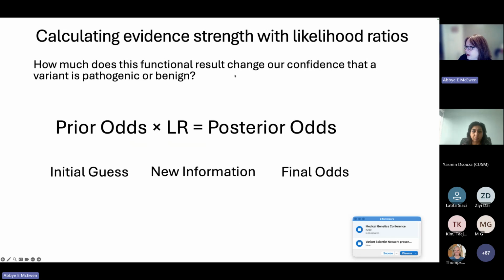Everyone here at some point has probably been exposed to the concept of a likelihood ratio and odds. In this framework of classifying a variant, the prior odds are our initial guess that a variant is pathogenic. Once we have functional evidence in hand that has been converted to a likelihood ratio, we can multiply that times our prior odds. This is our new information. And then we get our posterior odds, which is basically our updated guess.